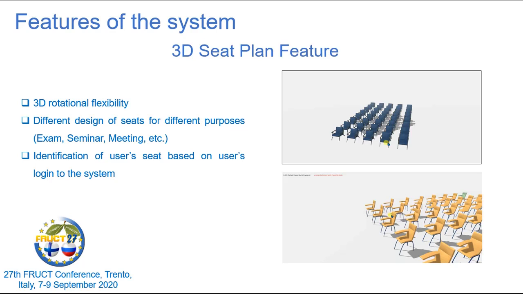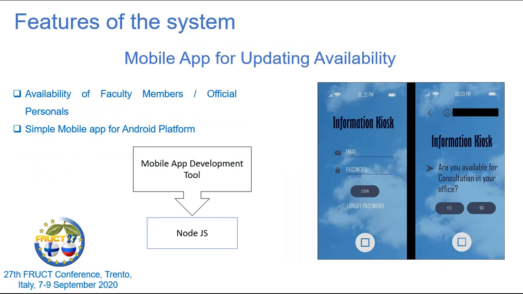The specific seat of the user would be identified with a different color or marked out from the rest of the seats in the room. To schedule the availability of certain official personnel or faculty members in a university or organization, we have developed a simple mobile app for these personnel. We have used Node.js to develop the app, and we used Android Studio to develop the UI of the app.